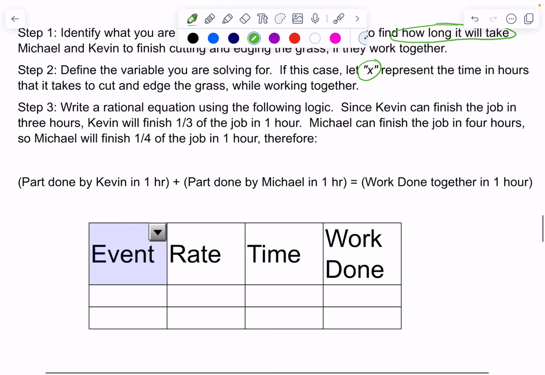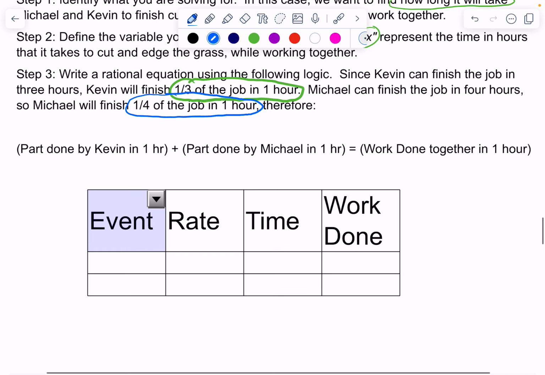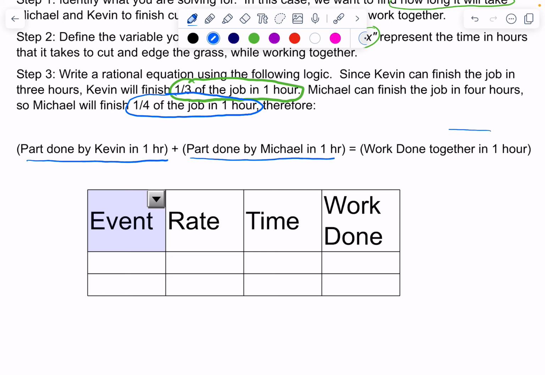Now let's think about the logic here. Write a rational equation using the following logic. Since Kevin can finish the job in 3 hours, Kevin will finish 1/3 of the job in 1 hour. Michael can finish the job in 4 hours, so Michael will finish 1/4 of the job in 1 hour. Therefore, if we add the part that Kevin completes in 1 hour plus the part completed by Michael in 1 hour, you will have the work done together in that 1 hour.